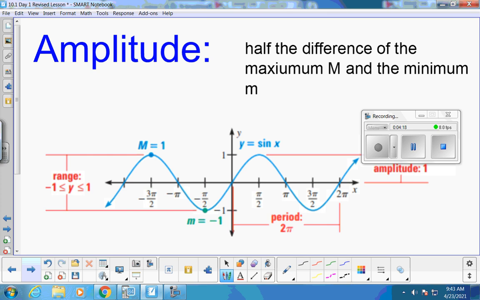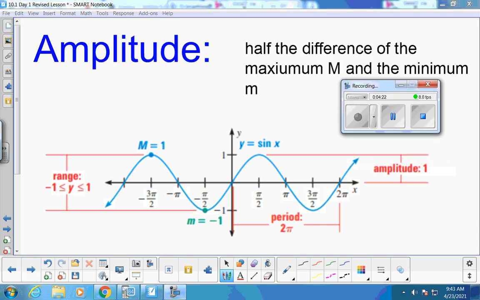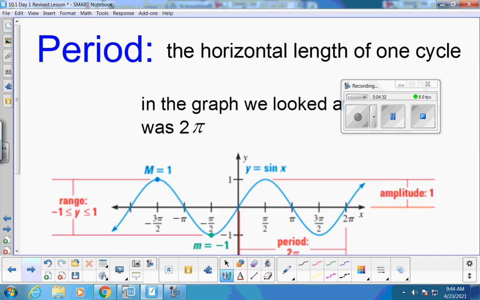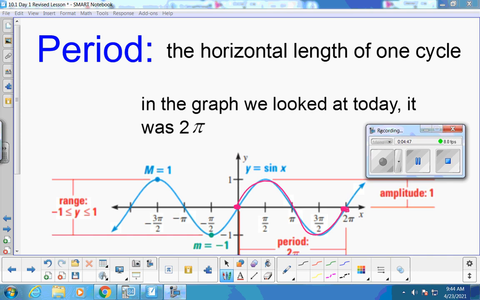This talks about amplitude a little bit more in depth and shows it to you on a diagram. The amplitude is normally from the x-axis up to the peak of the curve. It will change in some of the graphs we look at. And then this talks about period a little bit more. Period is how long it takes to complete one cycle. Since our cycle started here and then it ended here, our period was 2 pi, but that will be changing as well in different problems that we do. In the graph we looked at today, it was 2 pi.